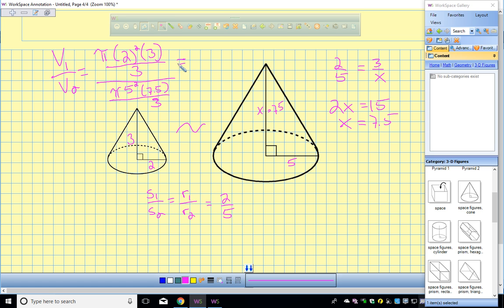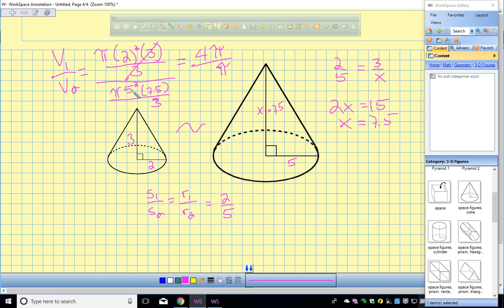So this has a volume. This one I could do. I could cross those out, and I could get that that's 4 pi, couldn't I? Those 3's cancel out. And here I get 25 divided by 3 times 7.5. That's kind of an ugly number, isn't it?